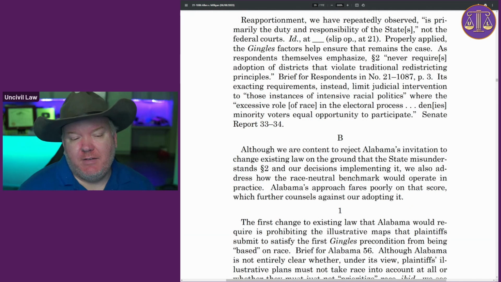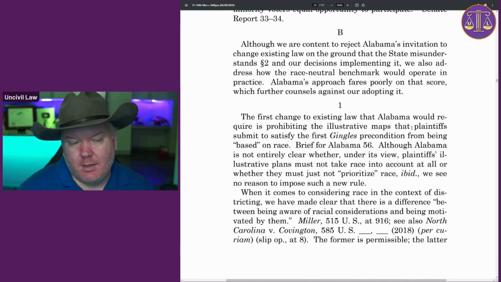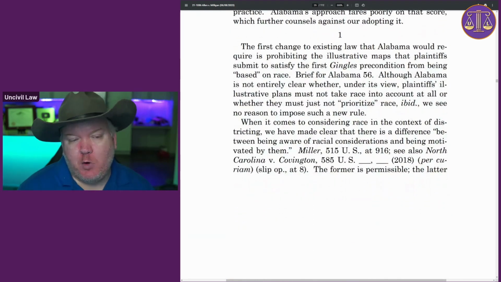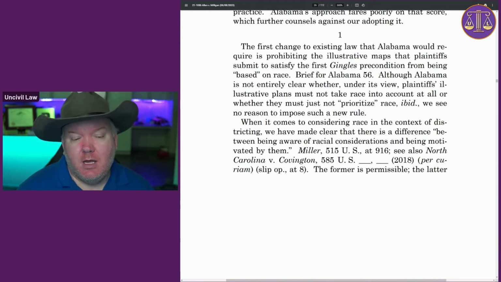Although we're content to reject Alabama's invitation to change the law on the ground that the state misunderstood Section 2 in our decisions implementing it, we also address how race-neutral benchmarks would operate in practice. Alabama's approach fares poorly on that score, which further counsels against our adopting it. The first change to existing law that Alabama would require is prohibiting the illustrative map that plaintiffs submit from being based on race. Although Alabama is not entirely clear whether, under its view, plaintiffs' illustrative plans must not take race into account at all, or whether they just may not prioritize race, we see no reason to impose the rule. When it comes to considering race in the context of districting, we have made clear there's a difference between being aware of racial considerations and being motivated by them.